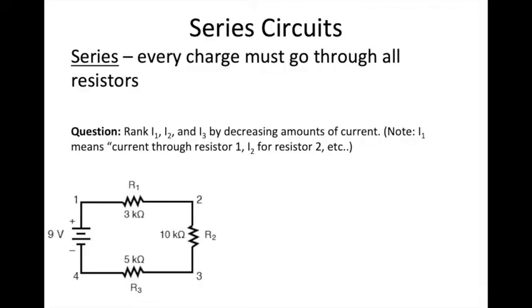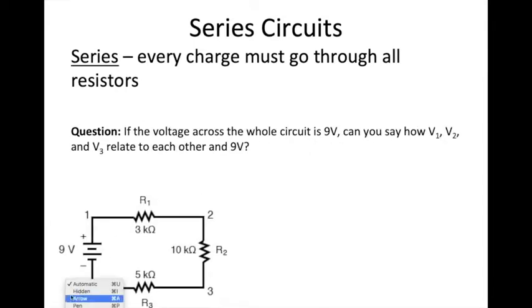The first question I asked you to consider was how the current through these different resistors would compare to each other. So you've got a 9-volt battery, you've got 3 resistors here connected up in series. So the question is, how does the current through resistor 1 compare to the current through resistor 2 compared to current 3? And the answer is, well, if current in has to equal current out at every spot, including this place and this place here, then I think it becomes pretty obvious to you that all these currents have to be the same.